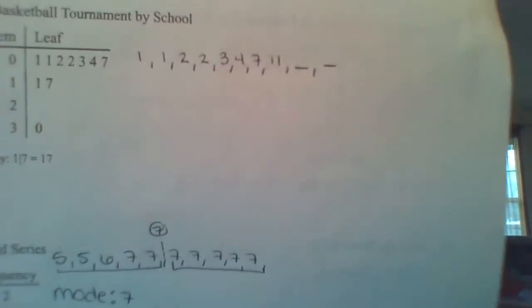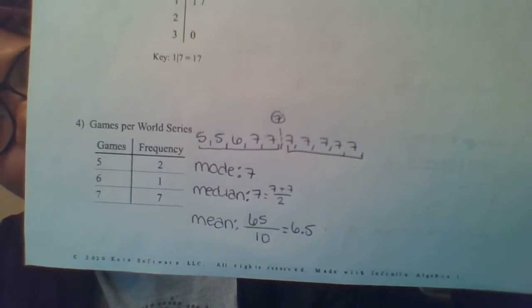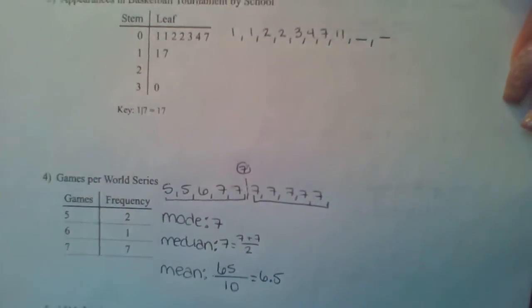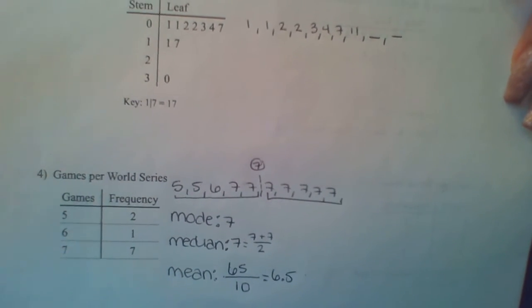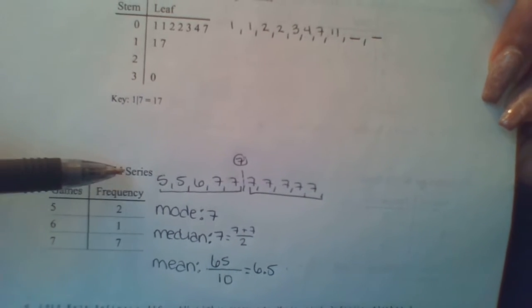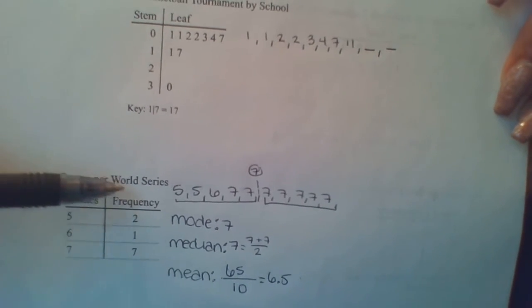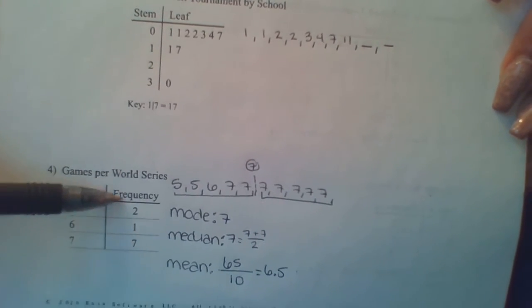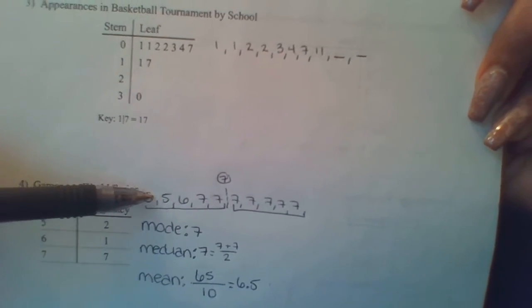The last problem, number 4, we're going to go through how to write the data set from a frequency table, and then I'll tell you what mode, median, and mean are so that you guys can calculate those values for the 3 problems above. For problem 4, we're given the data set for the amount of games per World Series. The first column, games, is giving you the actual value. The frequency is telling you how many times that value shows up. So this is saying we have 2 5s, so I wrote 5 5.